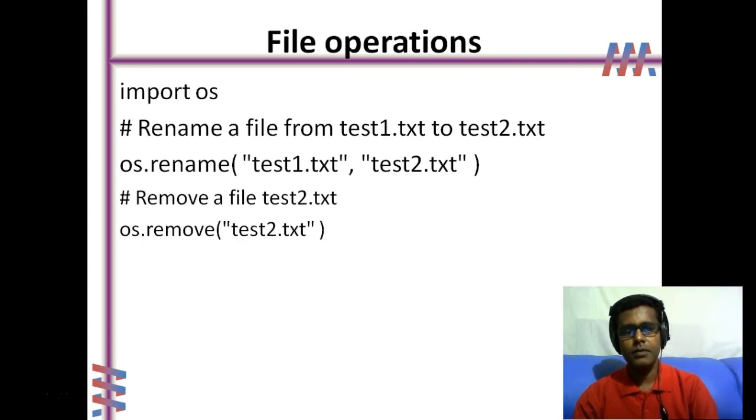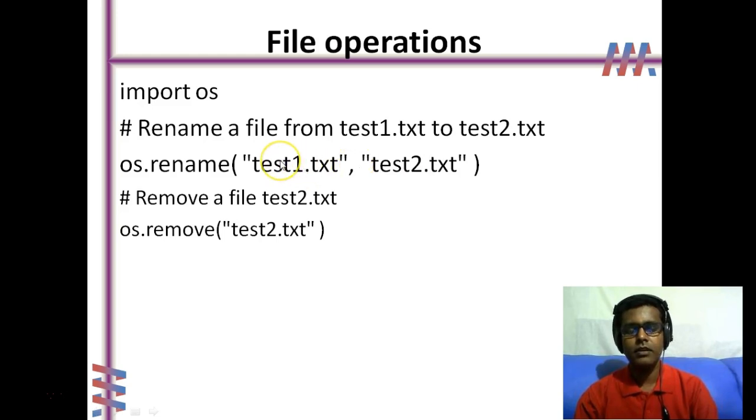And what are the file operations that can be done using Python? We already saw how to open a file, close the file, read the file, and write the file. Beyond this, we have the options to rename the file and delete the file. The function to rename the file is os.rename with the original file name, test1.txt, and the new file name, test2.txt.